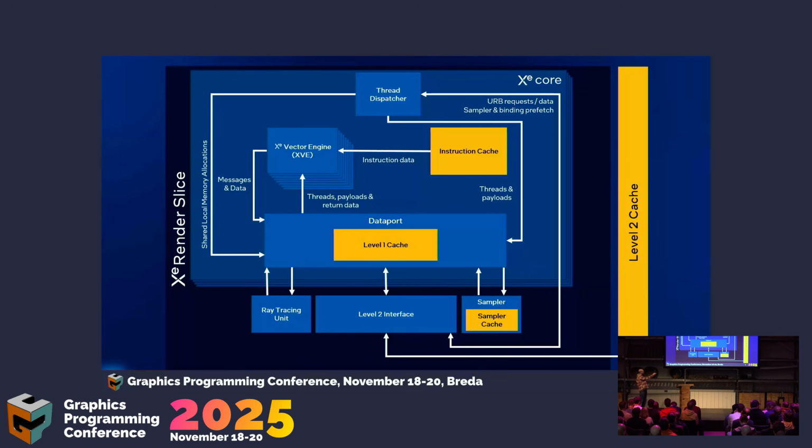There's a data port, which has a level 1 cache. We've got our thread dispatcher, which kicks our threads off. We've got an instruction cache, and then we've got some sundry other hardware, which the Xe core can leverage to do its work. So we have a ray tracing unit, we have a sampler, which is for sampling and filtering textures, and we have the interface to the level 2 cache if we need to go out of the core to fetch stuff.